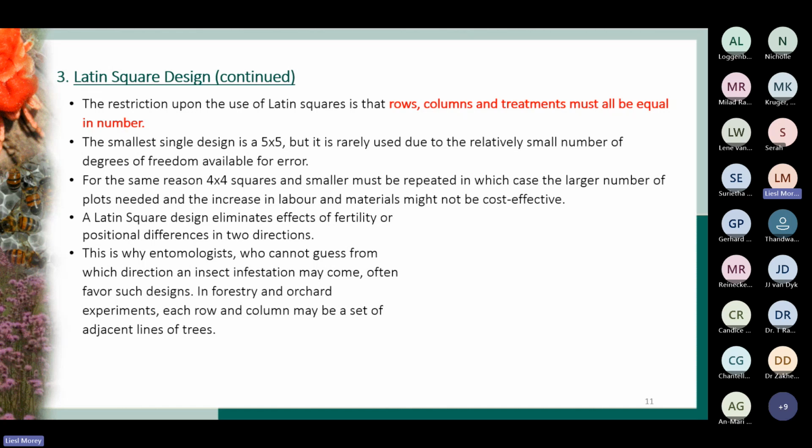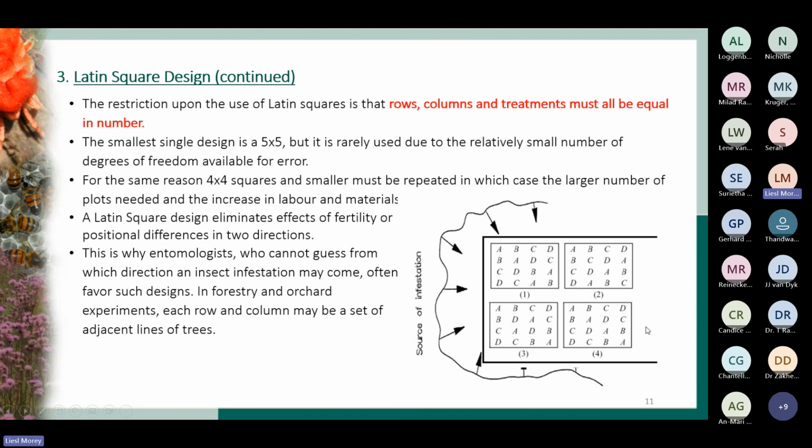Because the Latin square eliminates effects of fertility or positional differences in two directions, it's often preferred by entomologists who cannot guess from which direction an insect infestation might come. So they often use it in orchards. They would lay out more than one Latin square, and then it doesn't matter from which direction the insects come, the design will be able to account for the direction of infestation.